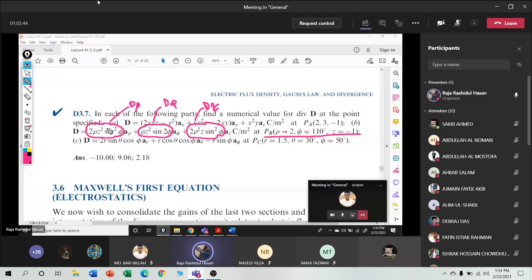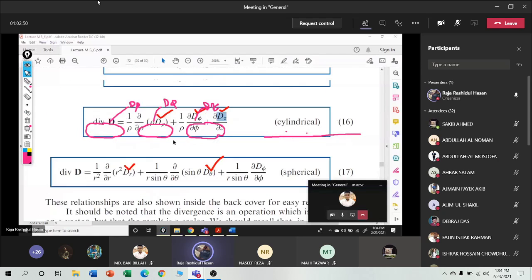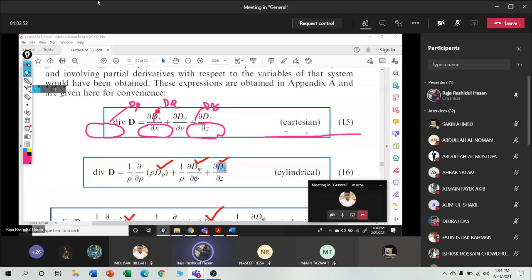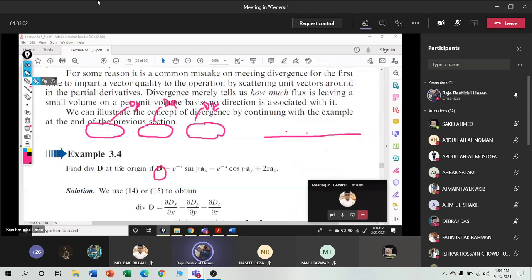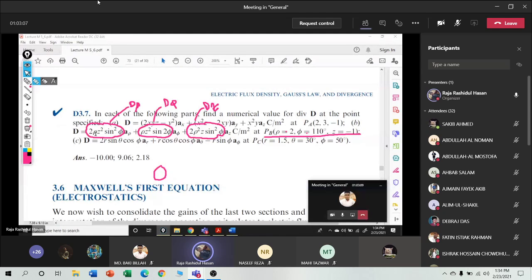So what you have to do, if you put it here, so that is actually rho d rho. So that rho will be multiplied with it. But if you do it, so what was the rho here? 2 rho z square sin square phi. So that means you have to differentiate rho square. So 2 rho should be there. So your এটা হবে 4 rho z square sin square phi, right?